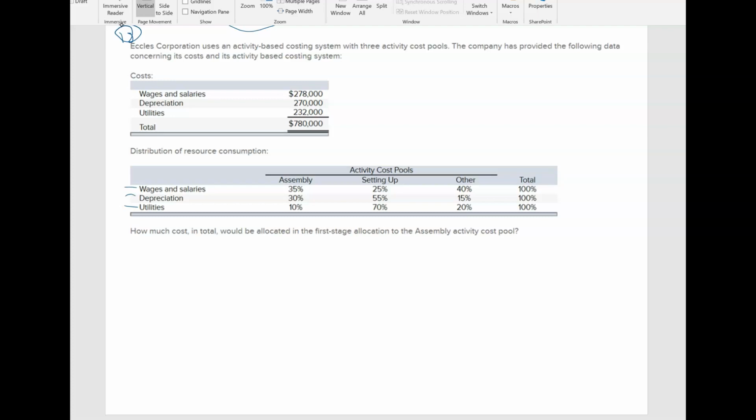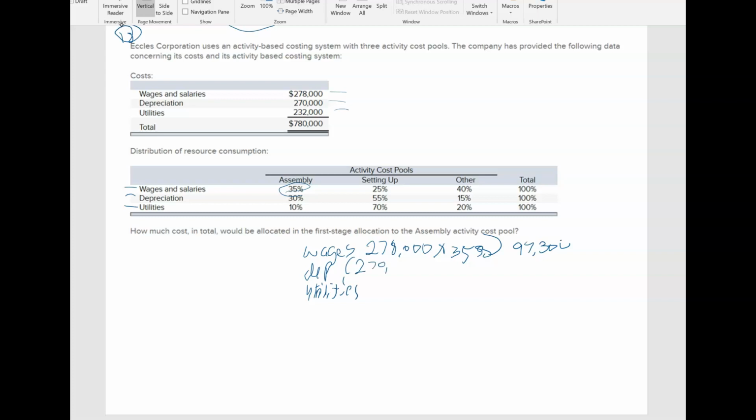So we're going to take our wages, our depreciation, and our utilities. Wages is $278,000. Depreciation was $270,000, and our utilities is $232,000. Okay, so take the wages of $278 and multiply it by the percentage, which is 35, because we're looking at assembly. That's $97,300.